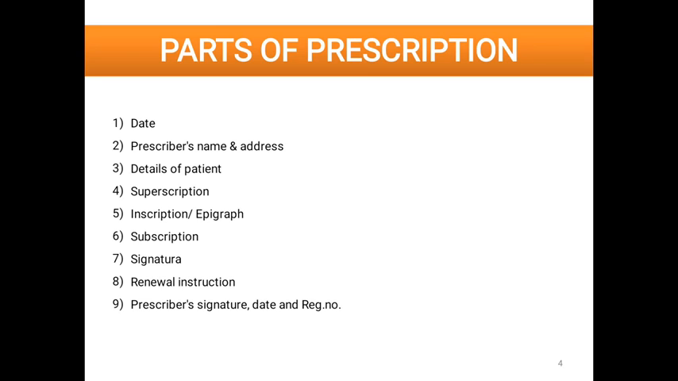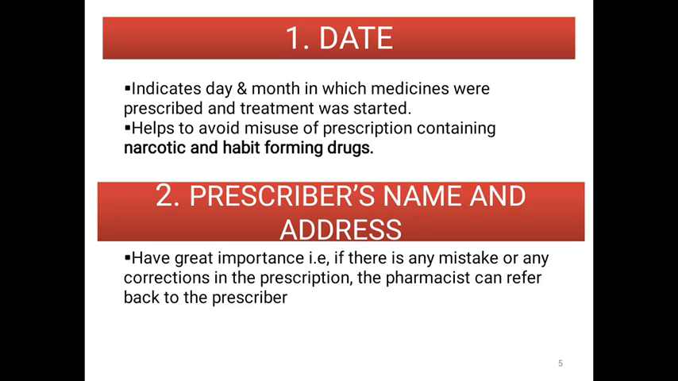Next we have to go through the parts of prescription. These 9 are parts of prescription, that is date, prescriber's name and address, details of patient, superscription, inscription, subscription, signatura, renewal instruction, prescriber's signature, date and register number. First one is the date. It indicates the day, month and year in which these prescriptions were written, that is in which the medicines were prescribed and treatment was started.